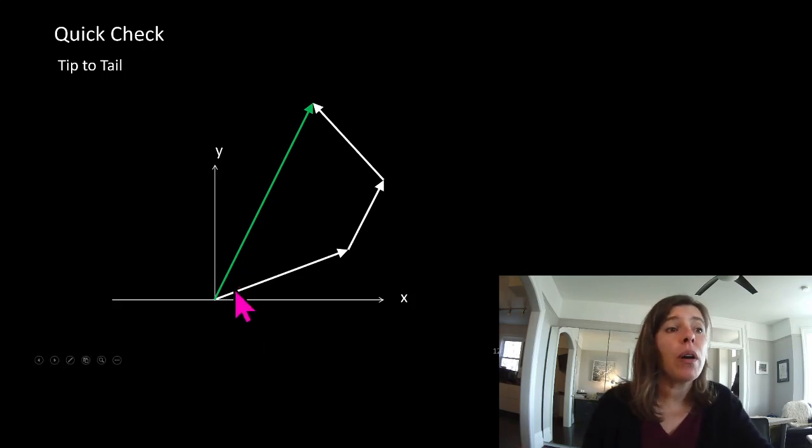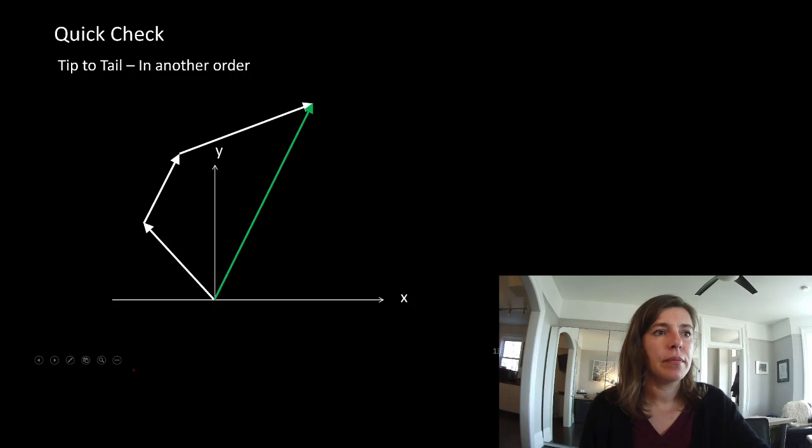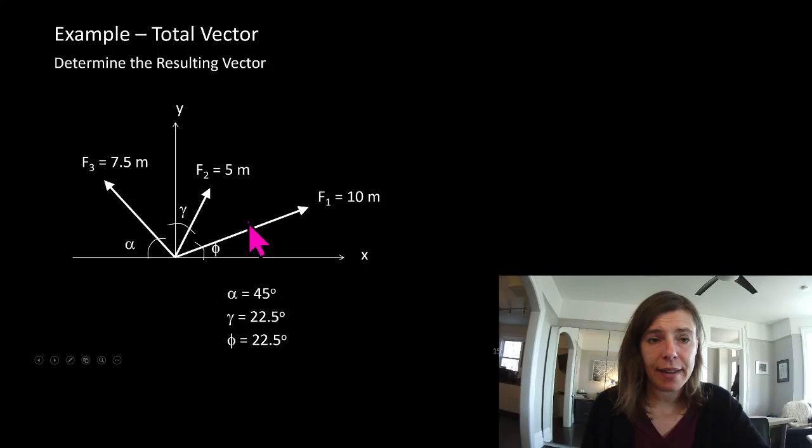So this was one order to draw them in. Let's draw them in a different order. I literally copy and pasted these arrows and just placed them in a different order, still doing tip to tail. Look at that. That green arrow is exactly the same. Let's draw it in another order. Green arrow, exactly the same. So we can see that no matter what order we draw these in, our green arrow stays the same. So let's do this mathematically now. Let's go through this problem and break it down.